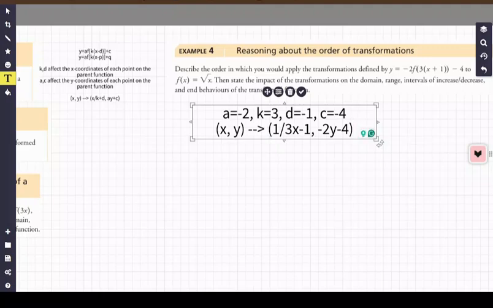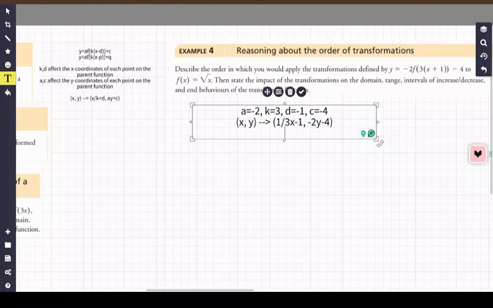As we learned in grade 11 and grade 10, we will always do the stretch, compression, and the reflection first. And then after that, we'll get to all of the translations. So when we first do the reflections and everything, let's go ahead and get rid of these translations.